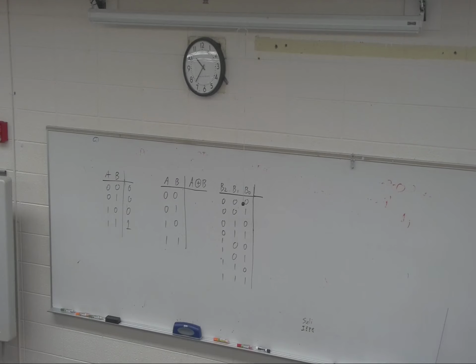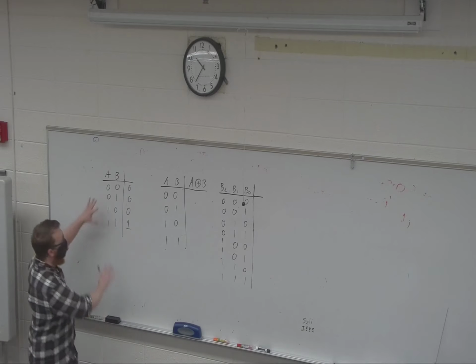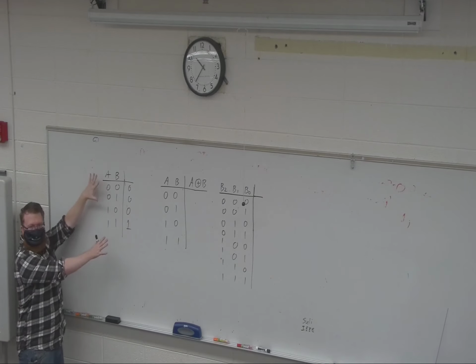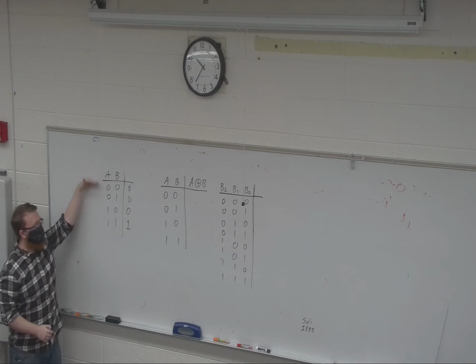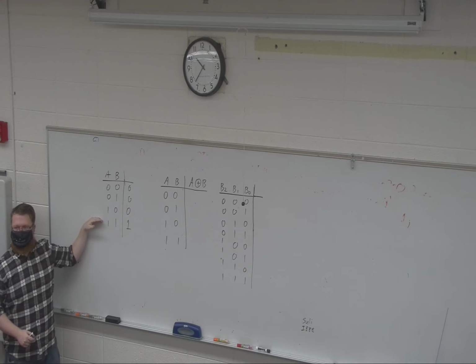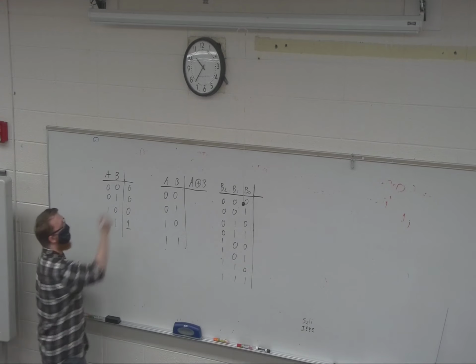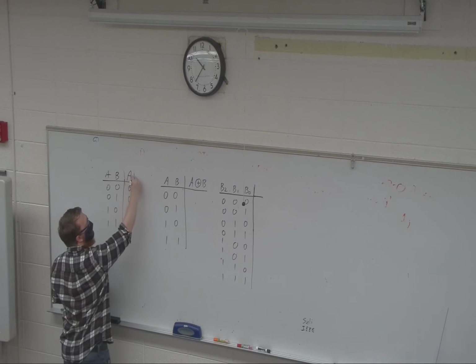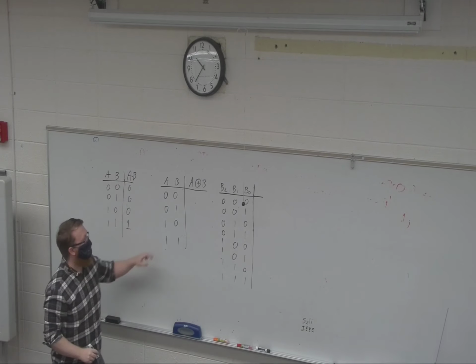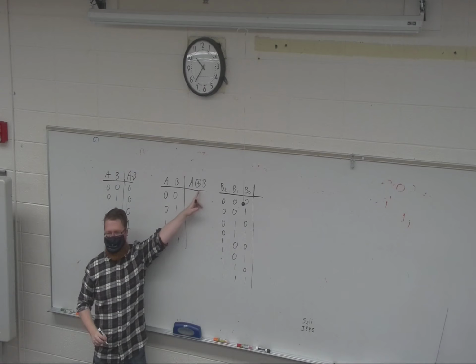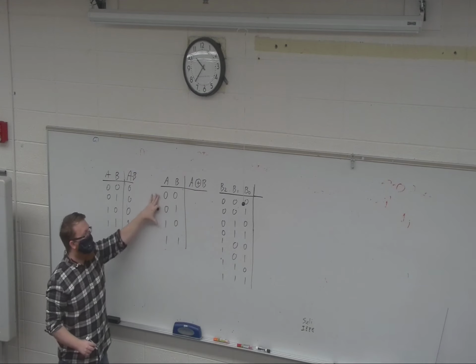Excellent. Okay, so let's start with just a little bit of review. What is this called? Truth table. A truth table. What is this a truth table of? And. This is A and B. What does this symbol mean? XOR. Exclusive OR.